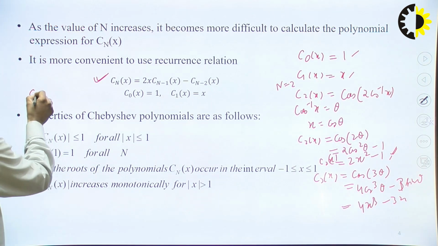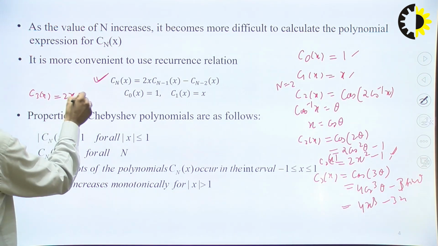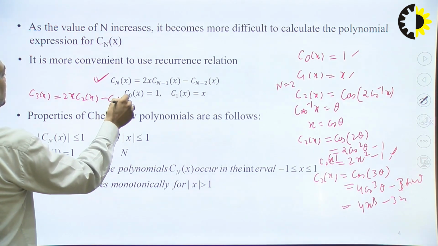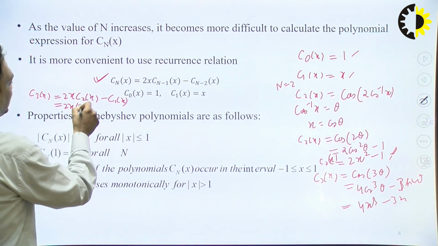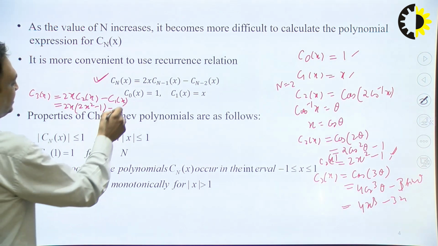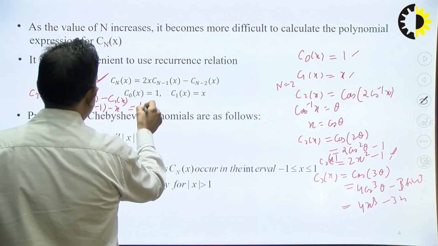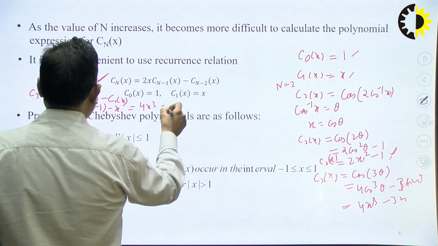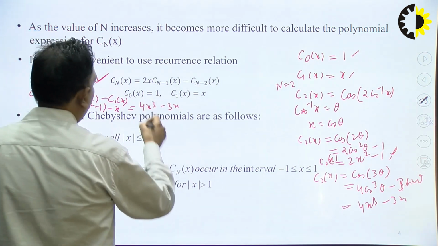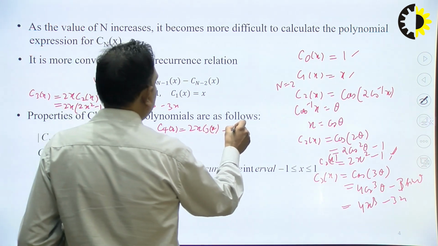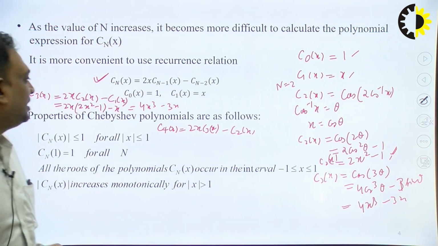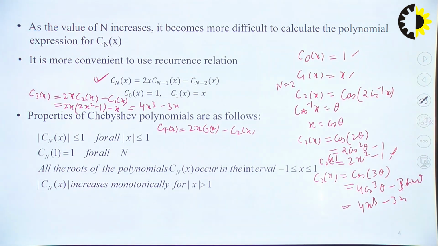If you want to calculate C3x, then C3x will be equal to 2x C2x minus C1x. So this will become 2x times C2x, which we have calculated as 2x square minus 1, minus C1x, which is x. So you can calculate this as 4x cube minus 3x. For C4x, C4x will be equal to 2x C3x minus C2x. So accordingly you can calculate the value using this recursion formula for any value of Cnx. Okay. So based on this, the properties of Chebyshev polynomial can be defined like this.